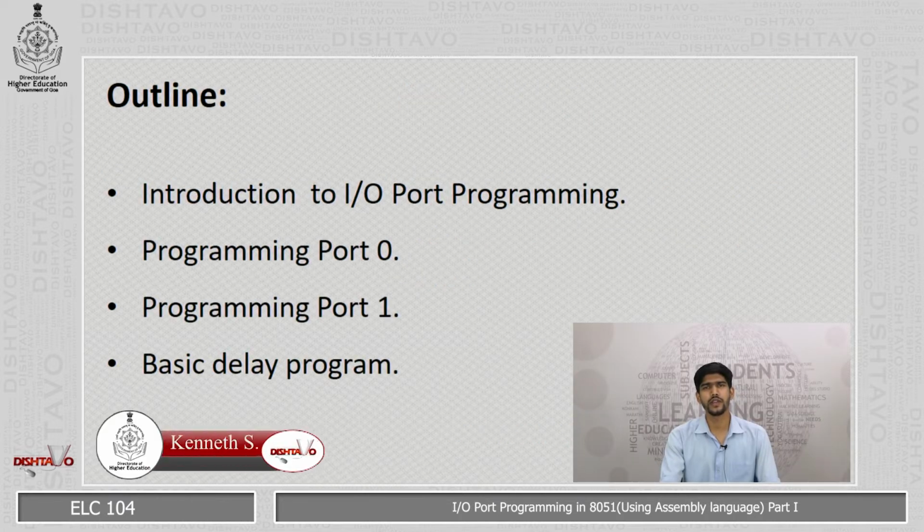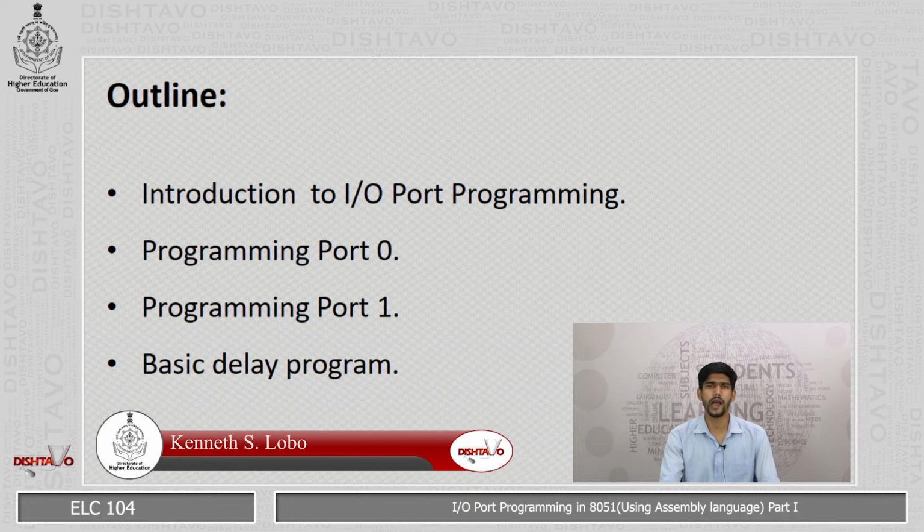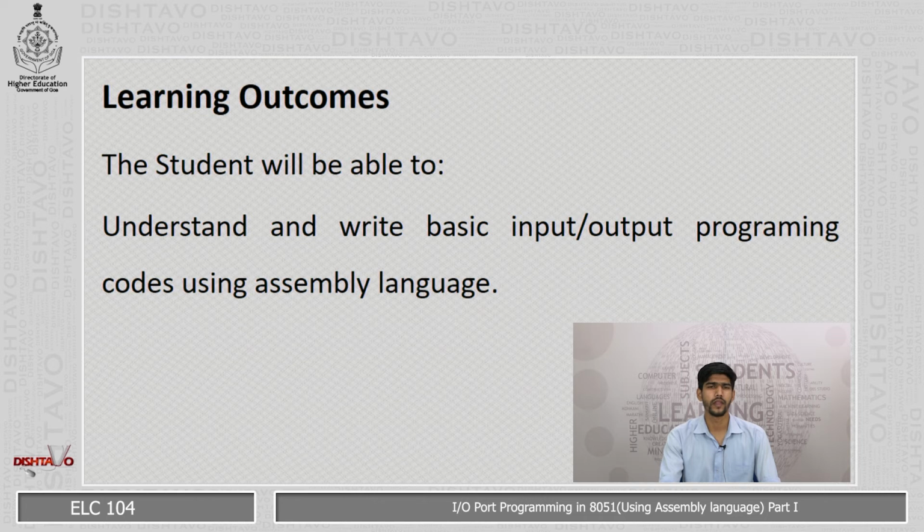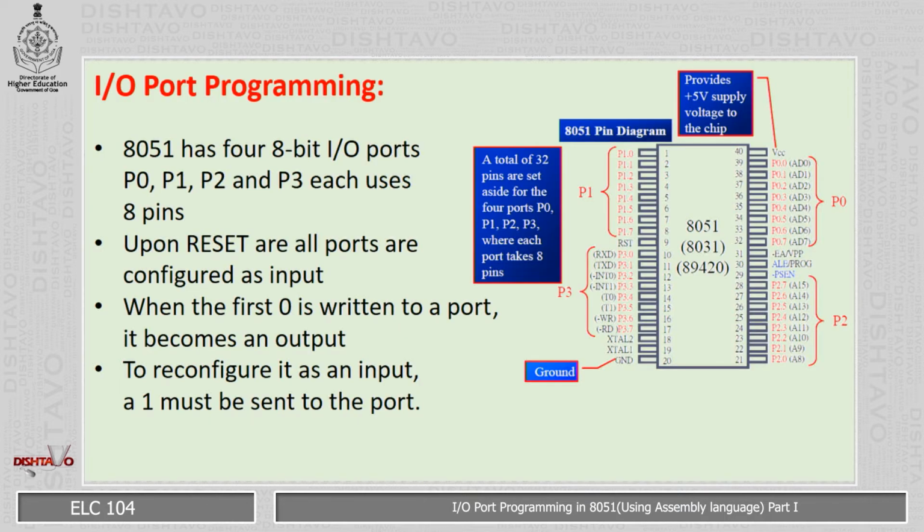Outline of today's module. We'll be giving a small intro about what is IO port programming, and then we'll be looking at programming port 0 and port 1. Finally, we'll be looking at a small delay program which has been used in the programs we have done for port 0 and port 1. By the end of this module, you'll be able to write simple code using assembly for port 0 and port 1. So let's get a brief idea.